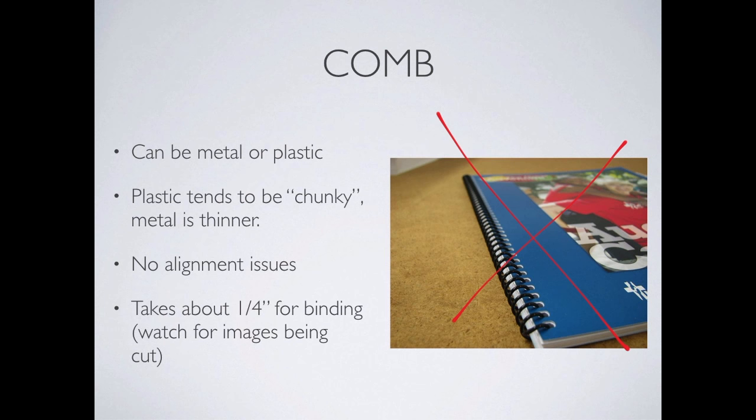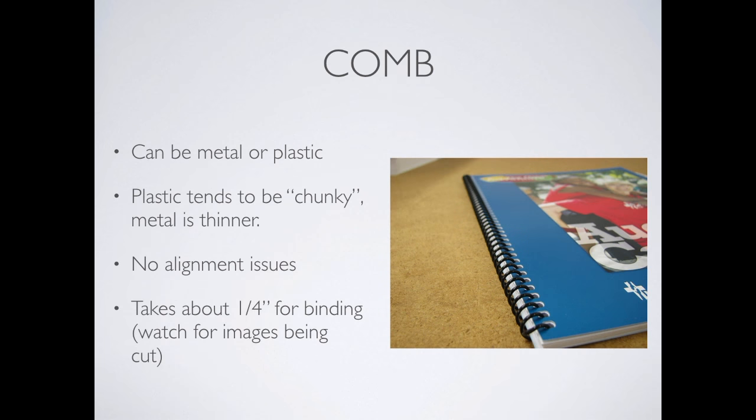Okay. It can be metal or it can be plastic. The plastic ones tend to be really chunky. They're thick. The little tabs are really thick, and they just don't look good. The metal ones are thinner, and they tend to look a little bit better. It depends on where you go as to whether it's metal or plastic, and you kind of have to ask ahead. You have no alignment issues. When you open the spread, they're going to be the same. Going across the page, all your flow lines and your images are going to be there. But it is, just like the spiral, going to take about 1/4 inch out with the holes for the binding itself.